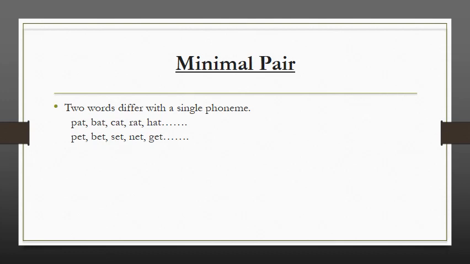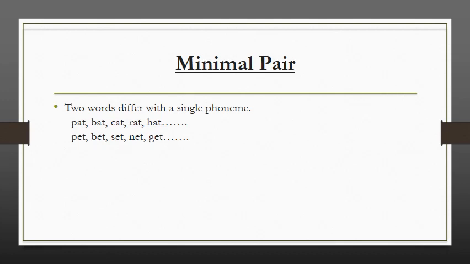For example, I've mentioned the word pat, P-A-T, pat. This is a word, but if we replace the central vowel from the word pat with e, it becomes pet. So it is a minimal pair because both these words, pat and pet, differ by only one phoneme, and that phoneme could be a vowel or also a consonant. That doesn't matter.